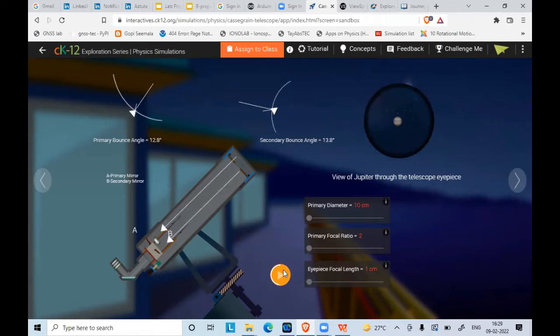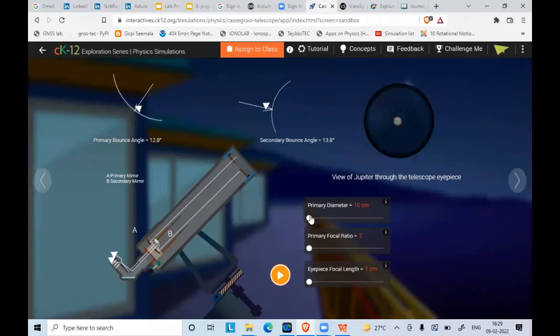So here are your beams, they get reflected and then they come to your eyepiece. So this is what Jupiter will look like. Don't expect that image, this is not what the image will actually look like, but this is just to make you understand the role of these different parameters related to a Cassegrain or even a Newtonian reflector telescope.